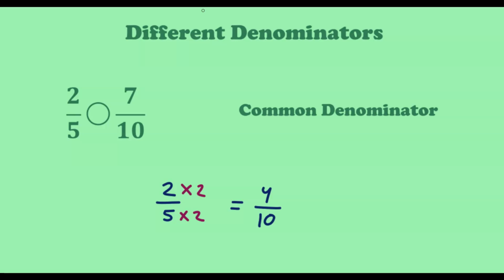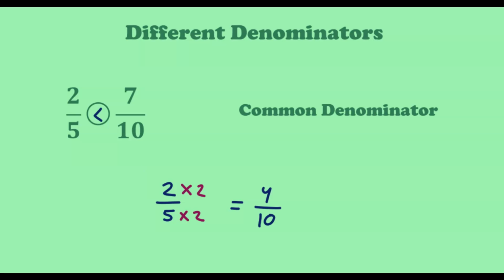Now we have the fraction 4 over 10, and we also have the fraction 7 over 10, and we need to compare these two fractions. The denominator for both of them is the same. So what do we do when we need to compare fractions with the same denominator? We compare the numerators. The numerator for the first fraction is 4, and for the second fraction it is 7. 4 is less than 7, and because of that, we will have a less than sign over here. That is, 2 over 5 is less than 7 over 10.